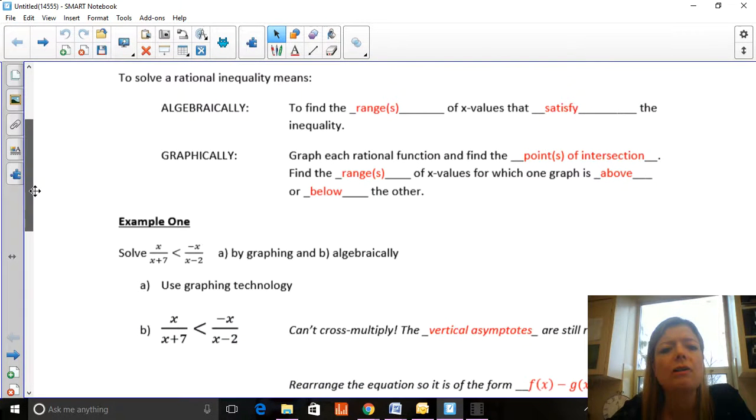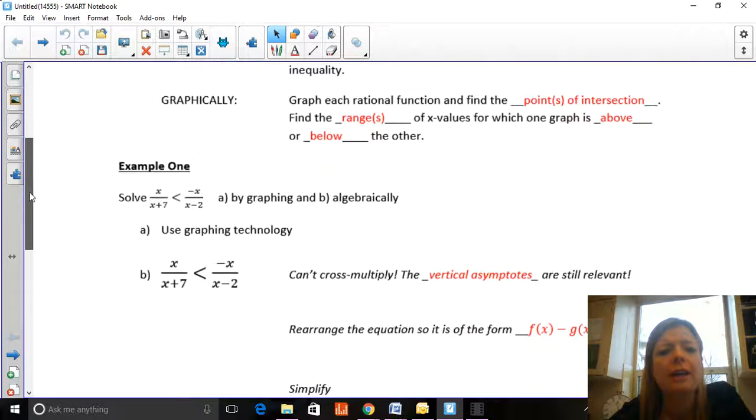So to solve a rational inequality means, if you're doing it algebraically, you're finding the ranges of the x values that satisfy the inequality. So take a look at example 1. You're finding what values of x make this left side smaller than the right side. So there isn't just going to be one answer, there's going to be a range of answers.